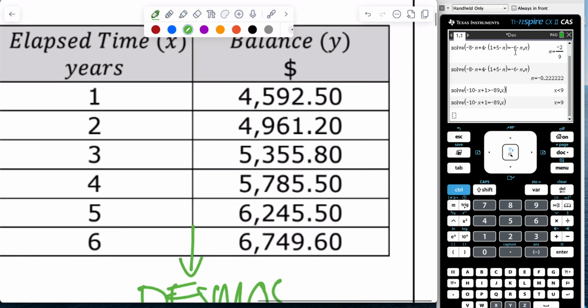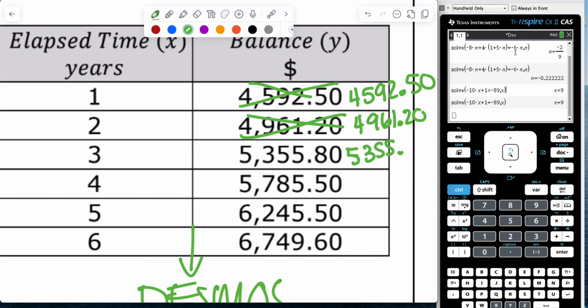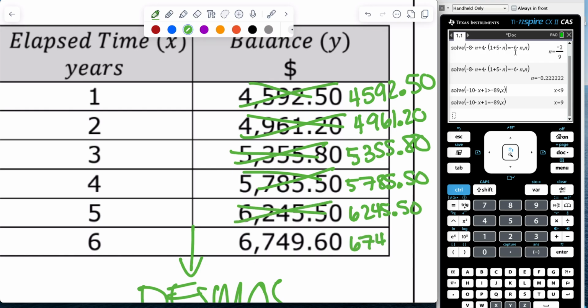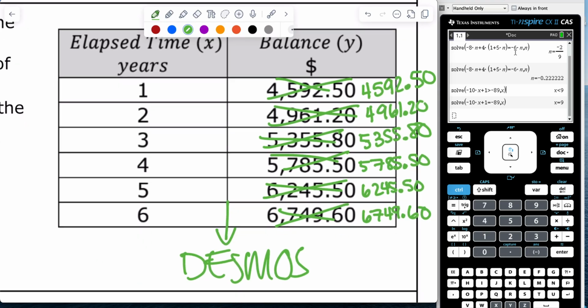Now remember, when we put this in Desmos, I am not putting the comma. So if it helps, rewrite the number without the comma, but yes to the point, okay? So no comma, but yes point. 5355.80, 5785.50, 6245.50, 6749.60. So we just rewrote the number, but without the comma.